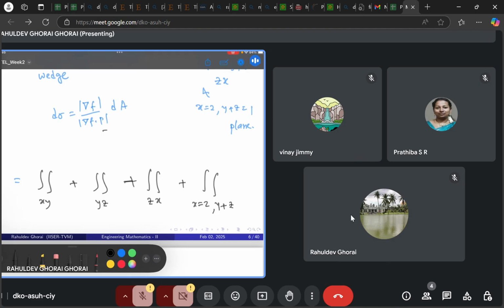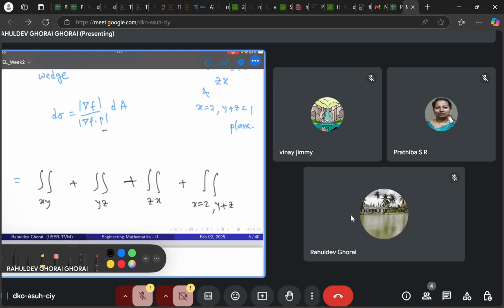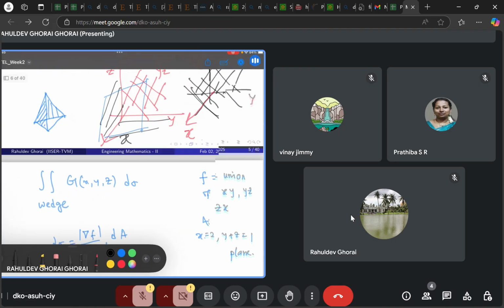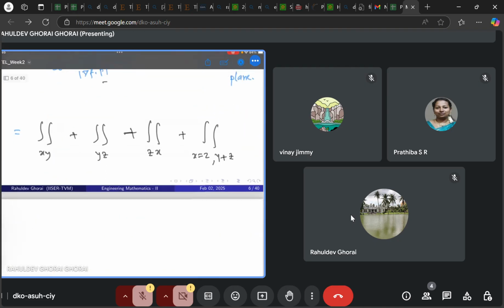Right. So you have to find out the surface integration over this bounded region, and now I can divide it by the planes. I mean the xy plane, yz plane, zx plane, like this, because it will be easier, right?